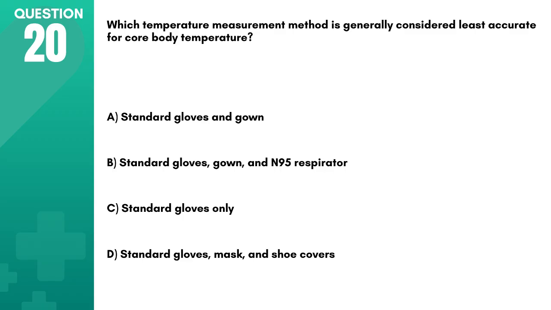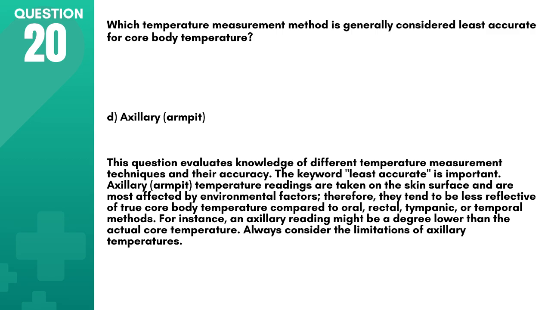Question 20. Which temperature measurement method is generally considered least accurate for core body temperature? A. Tympanic, ear. B. Temporal artery, forehead. C. Oral. D. Axillary, armpit. Answer, D. Axillary, armpit. This question evaluates knowledge of different temperature measurement techniques and their accuracy.